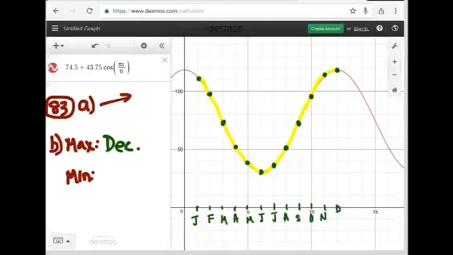And then when did they have the least amount of sales? That would be down here. That would be May, June. Okay, and that makes sense, right? Because of what they're selling. What are they selling? Snowboards. Okay, and that's it.